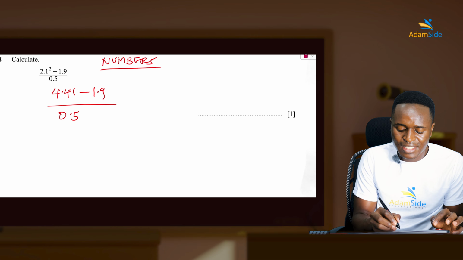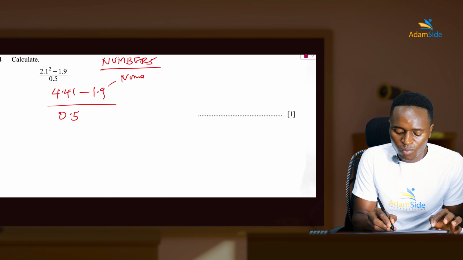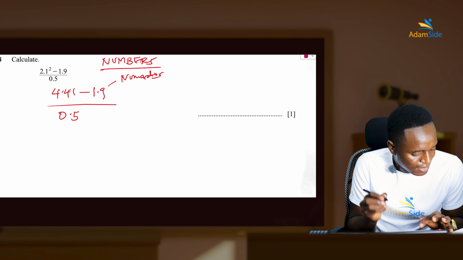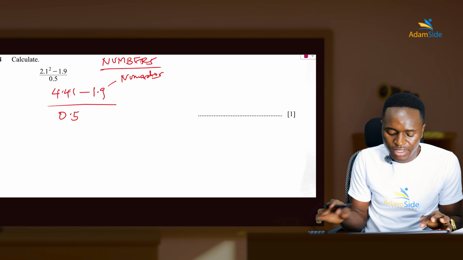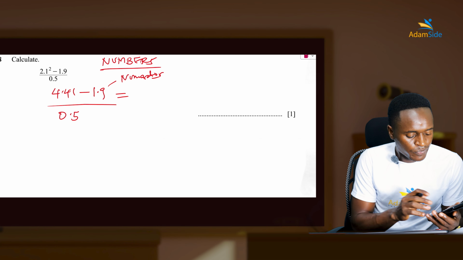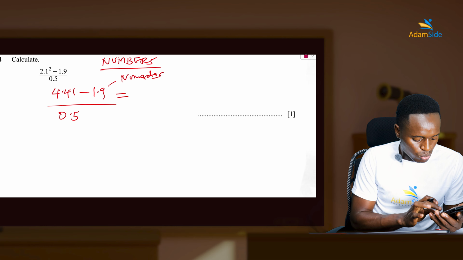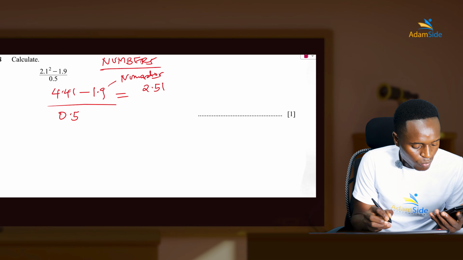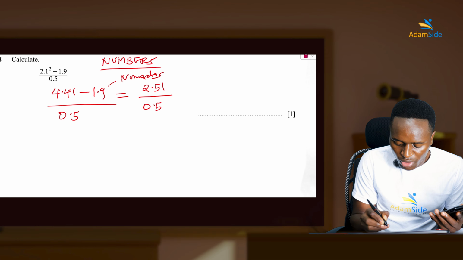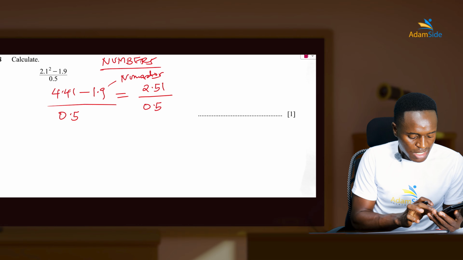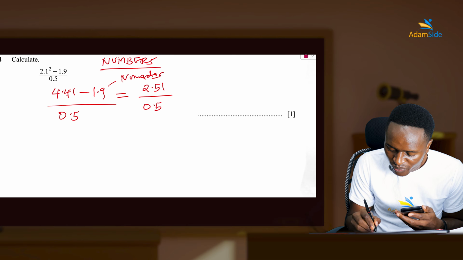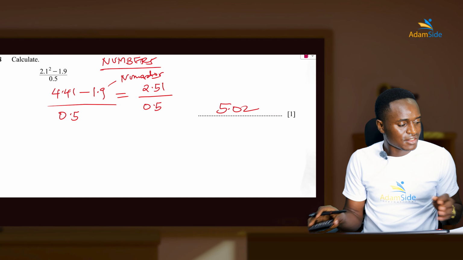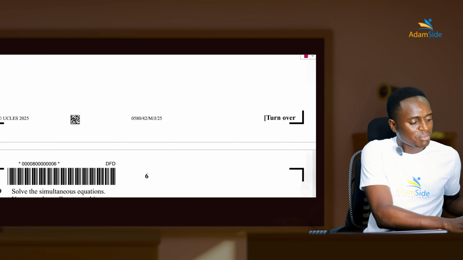Then solve whatever is in the numerator, the top. 4.41 minus 1.9. What do you get in the numerator? You will get 2.51. Divide by 0.5. If you do that, 2.51 divided by 0.5, you just write what you get, 5.02. And that's the answer. As simple as it is. It's a 1 mark question.